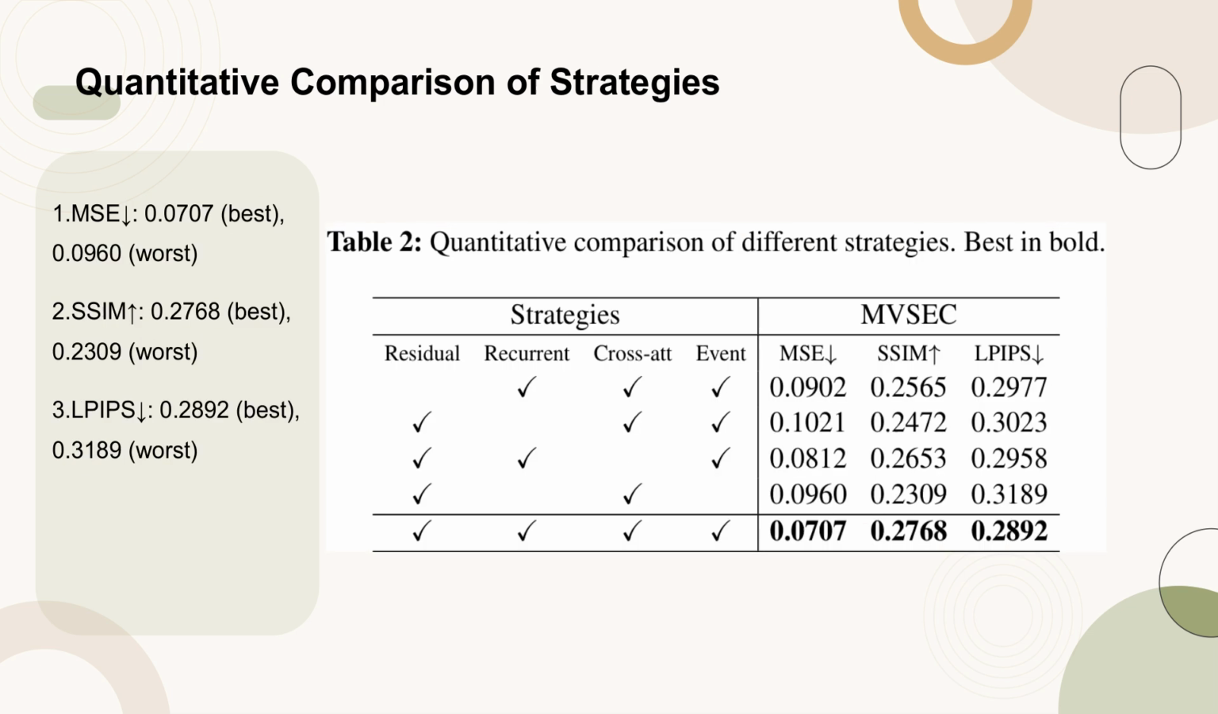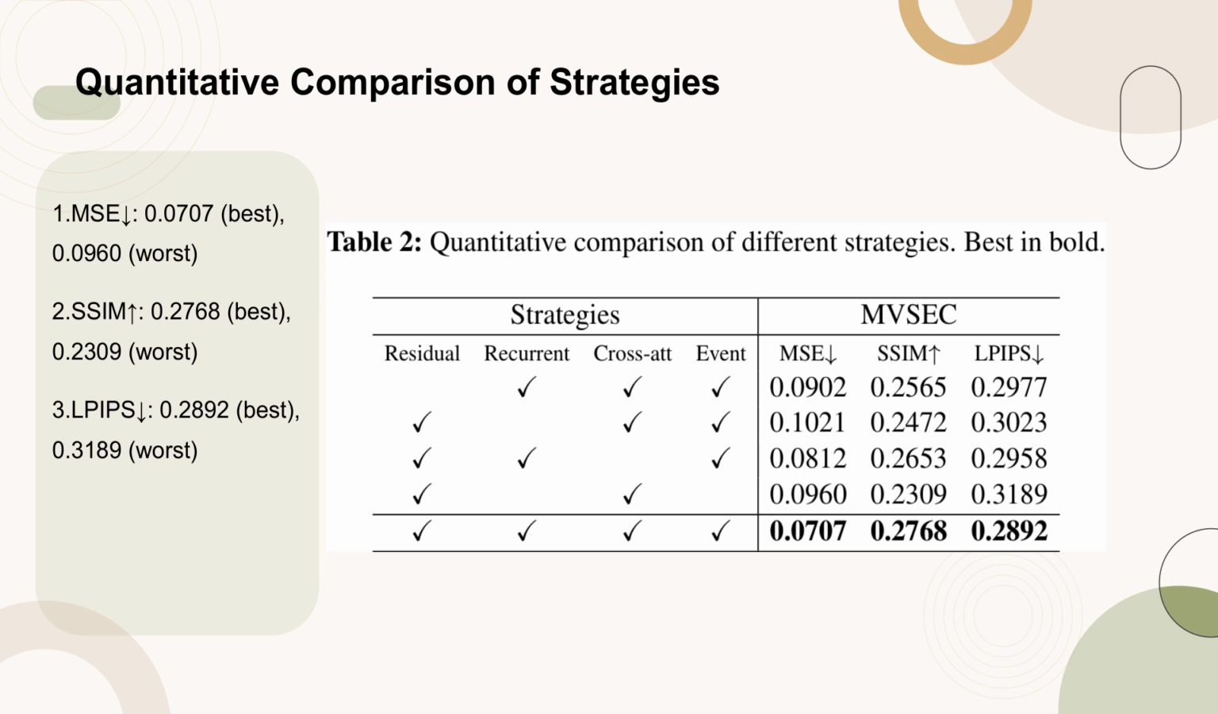Table 2 presents a quantitative comparison of various strategies used in the study. The table highlights the performance metrics of mean squared error, MSE, structural similarity index, SSIM, and learned perceptual image patch similarity, LPIPS, for different combinations of strategies including residual, recurrent, cross-attention, and event-based conditional diffusion. The best results are marked in bold, showing the effectiveness of each strategy in improving the reconstruction quality.